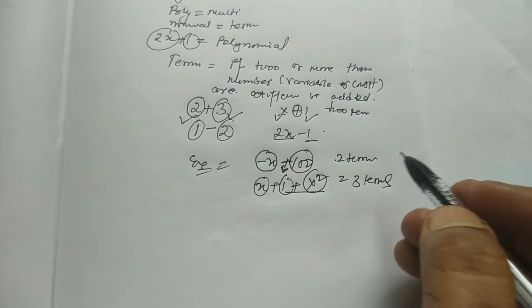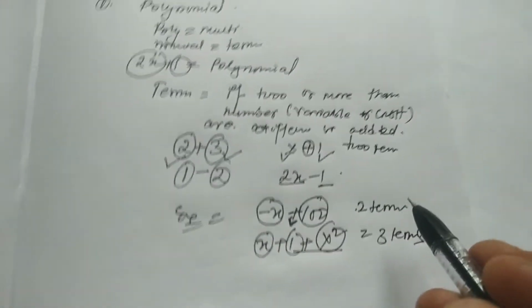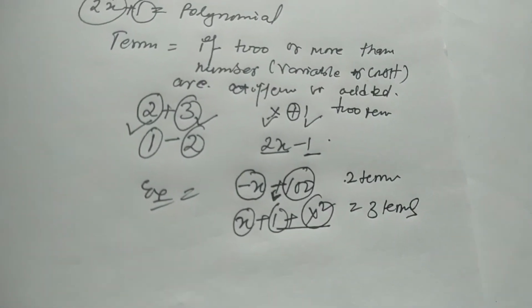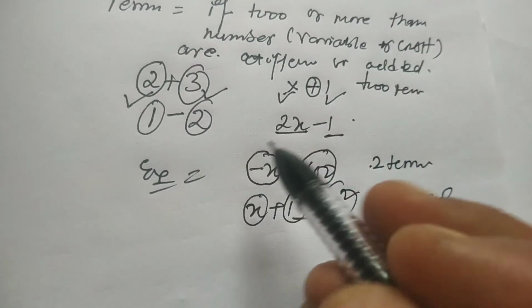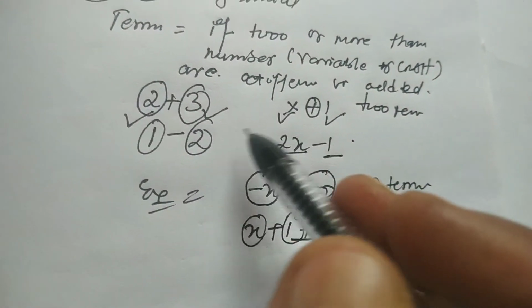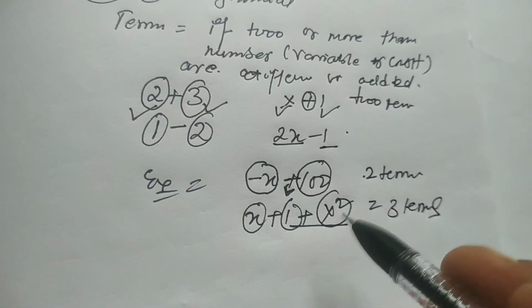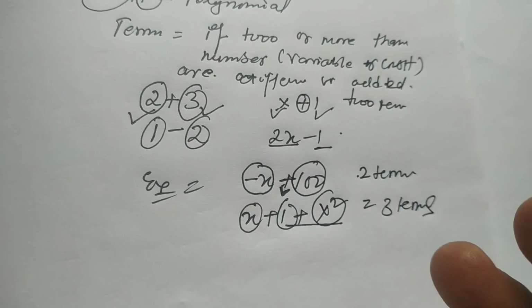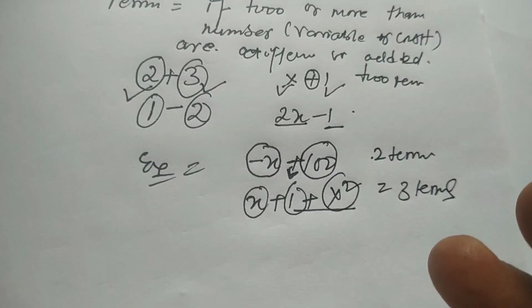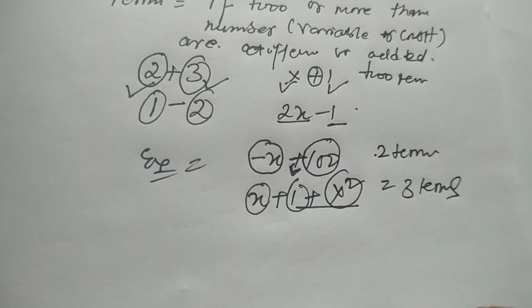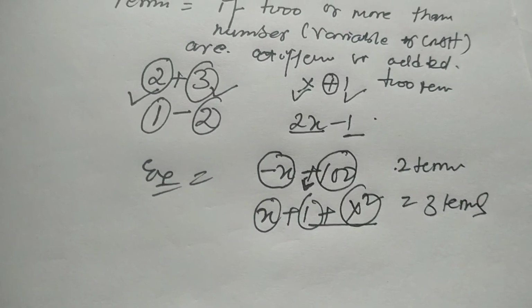So basically, any expression which can be written in the form of one or more terms is called a polynomial. And we will discuss in the next session the algebraic expressions, then equations, and variables.